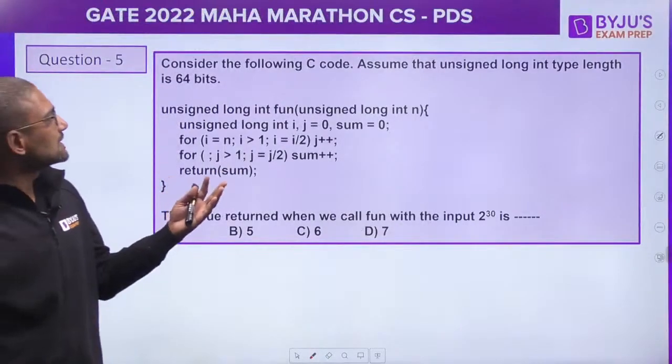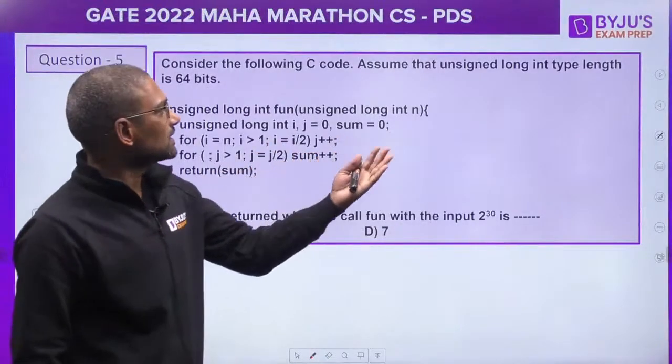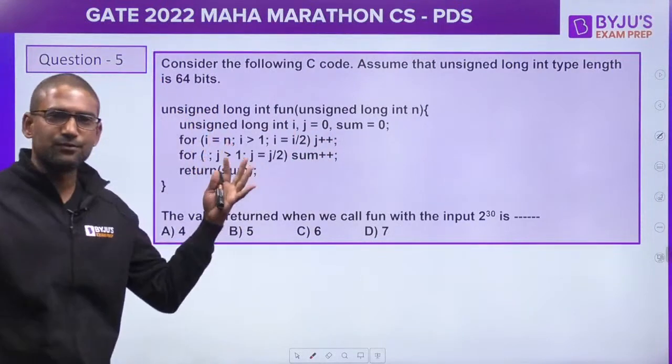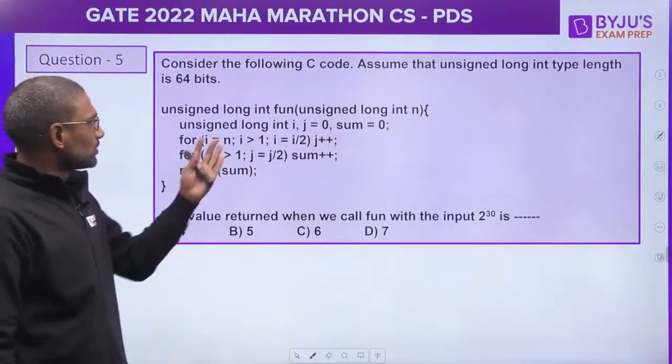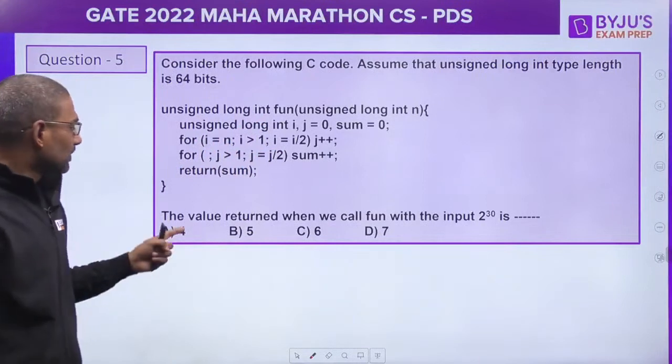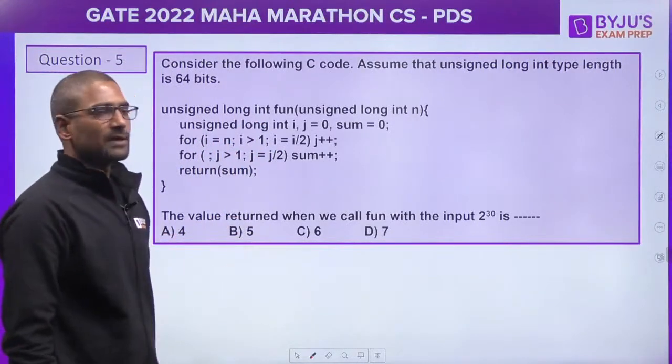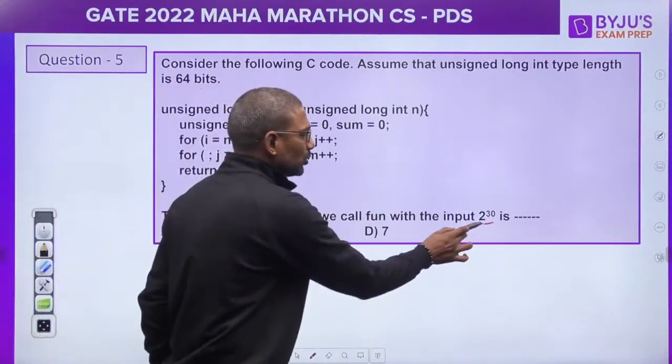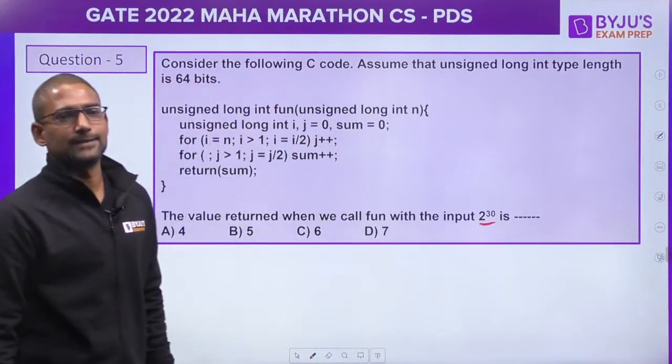Consider the following C code. Assume that the unsigned long int type length is 64 bits. Okay. So here we have a function. The value returned when we call the function with input 2 raised to 30 is.